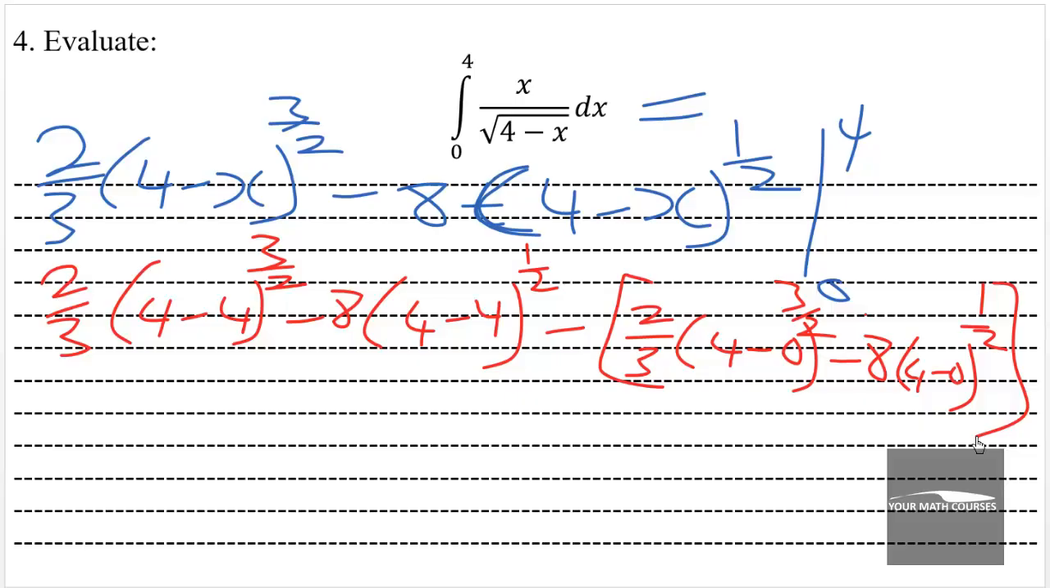So let's simplify this. So this will be equal to 0 because 4 minus 4 is 0, and 0 exponent anything is 0. So 0 exponent 3 over 2 is 0, times anything is 0. So this will be 0 minus into bracket. Then this will be 2/3 of 4 exponent 3 over 2.